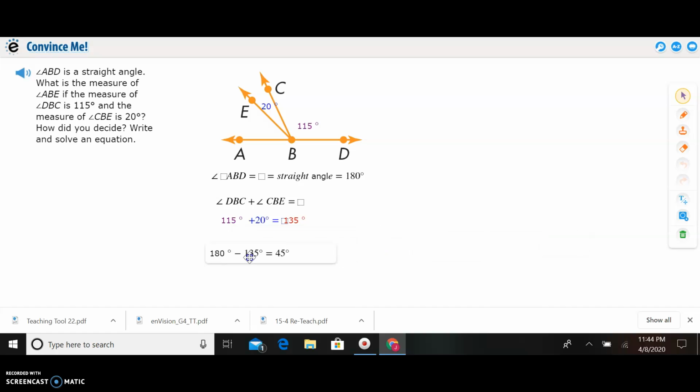So I could also write another equation. 180 degrees, our total, minus 135 degrees. That's the amount we got when we added angle DBC and angle CBE. We got our 135 degrees. So 180 degrees minus 135 degrees would give us 45 degrees. So our answer would be angle ABE equals 45 degrees.